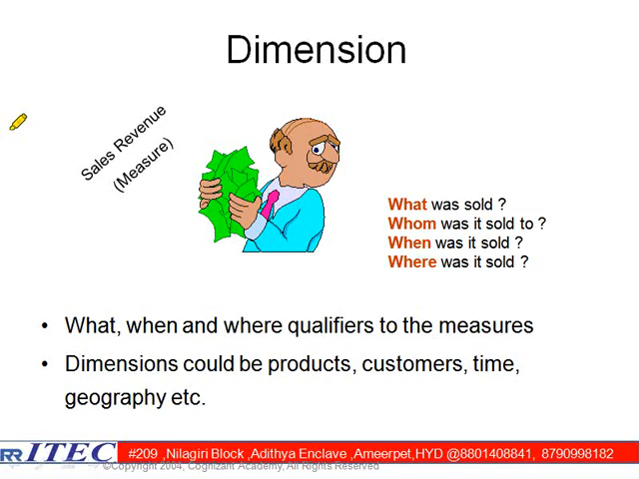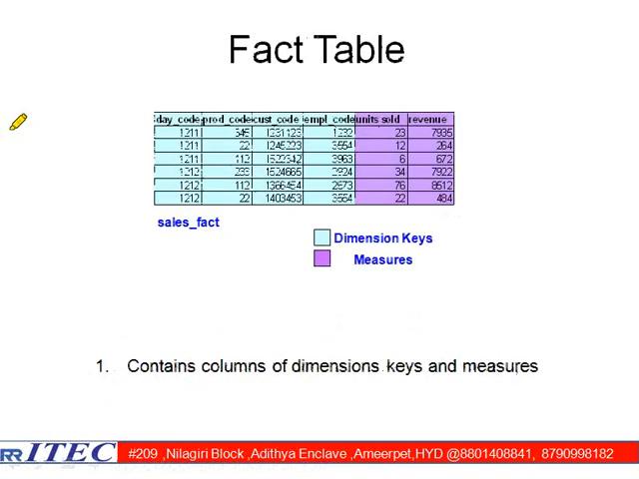Suppose I got one order. Immediately your manager is going to ask who gave this order, when they gave it, and for what they gave it. That means we have the product reference, customer reference, day reference. Everything should be there. That's why, whenever we are designing the fact table, we should have dimension keys and we should have measures.